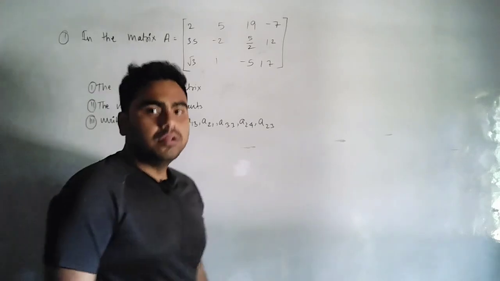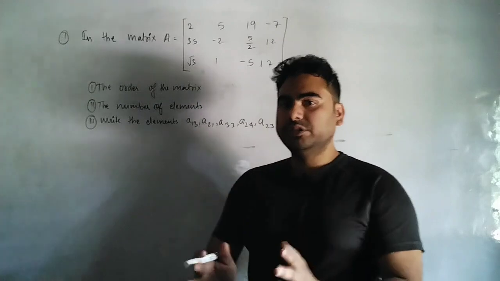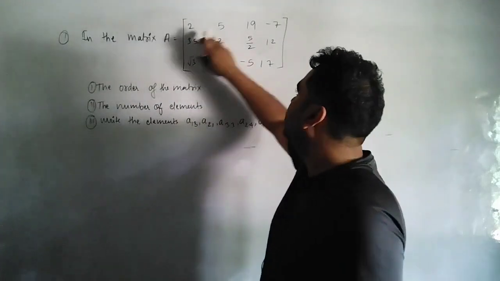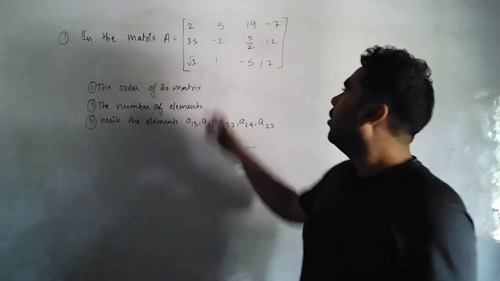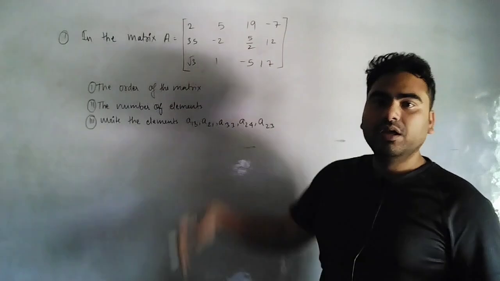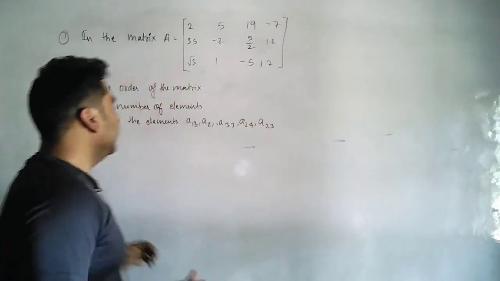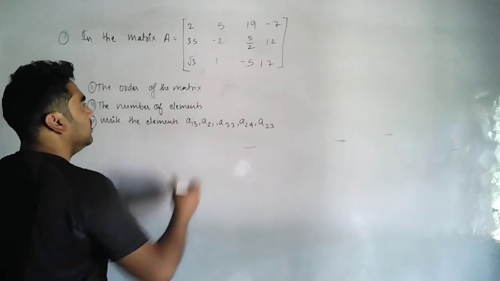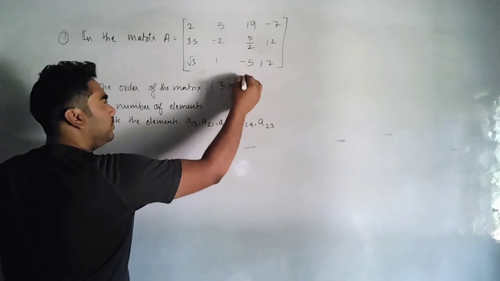As we are aware, to find the order of a matrix, just calculate the number of rows: 1, 2, 3, and columns: 1, 2, 3, 4. So this matrix has 3 rows and 4 columns. So here we can say the order of the matrix is 3 rows, 4 columns.